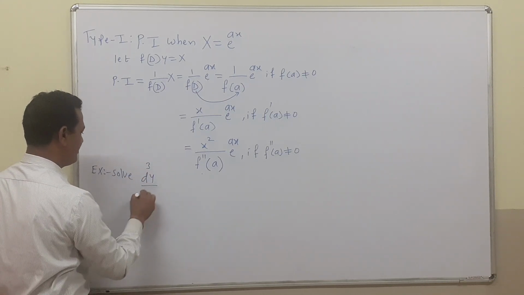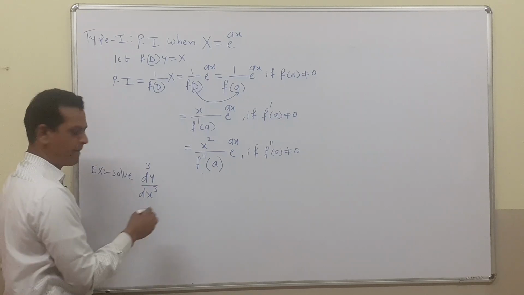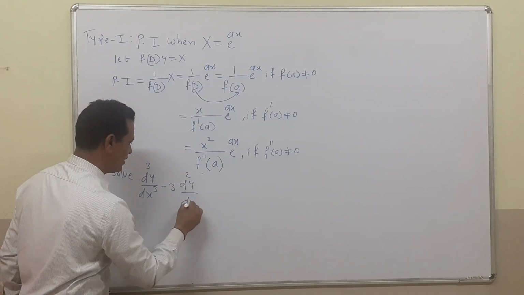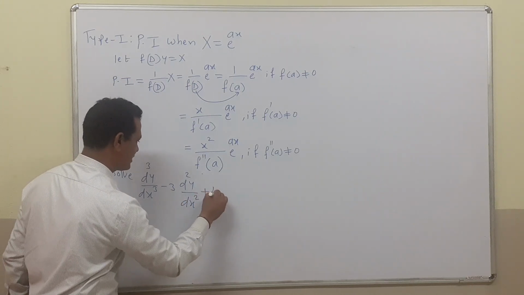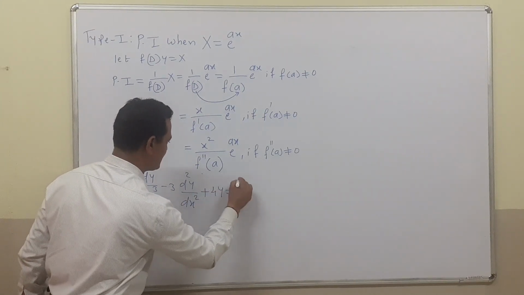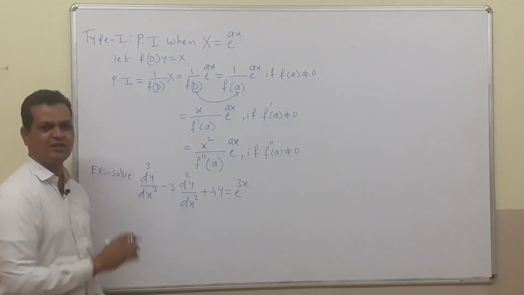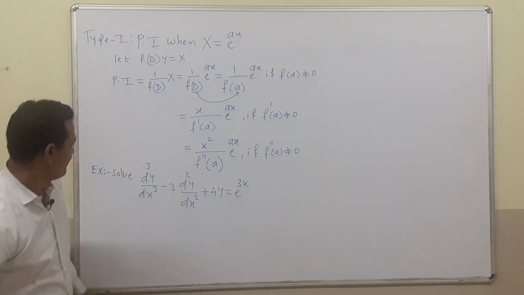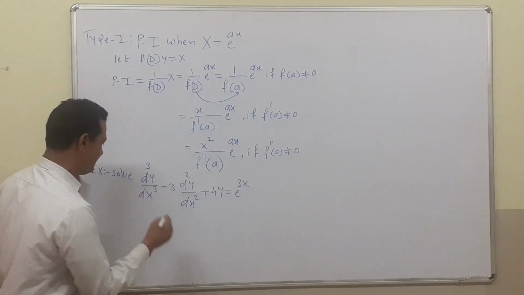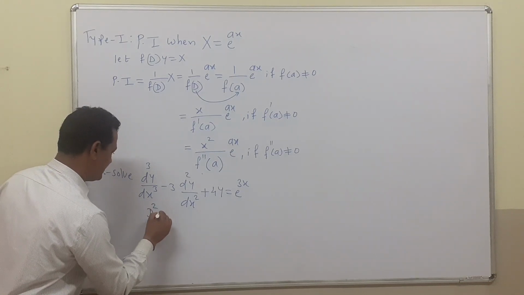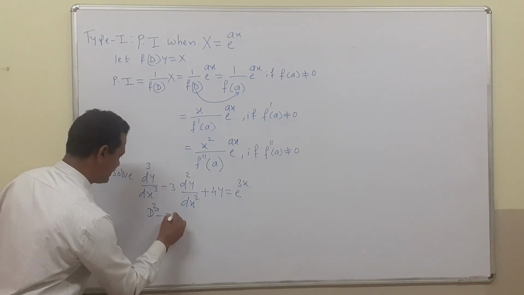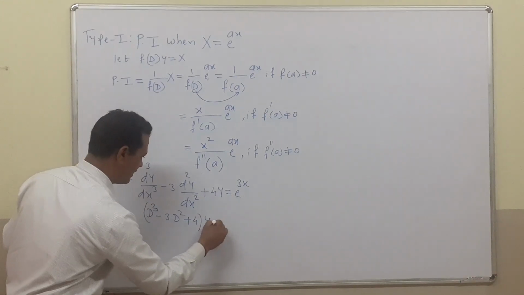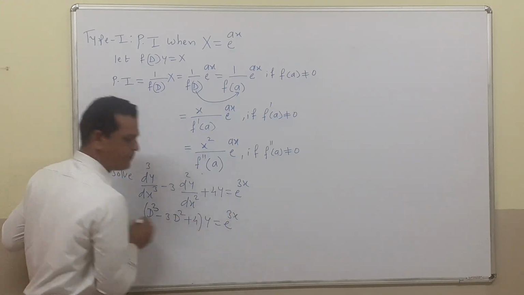d cube y upon dx cube minus 3 times d square y upon dx square plus 4y is equal to e raised to 3x. Now take this as the simple example to understand this method clearly. So then if we apply the operator d, then we get this equation as d cube minus 3d square plus 4 into y is equal to e raised to 3x.